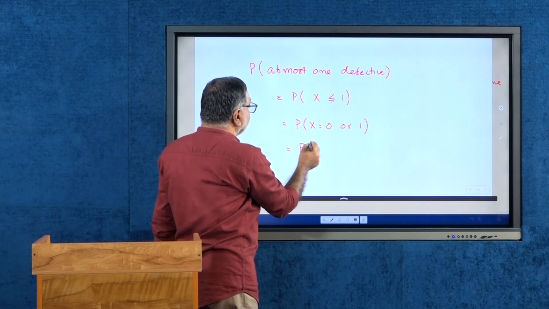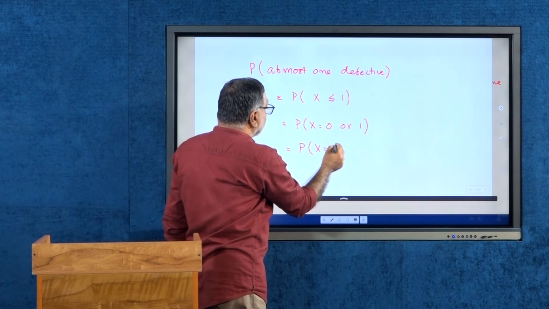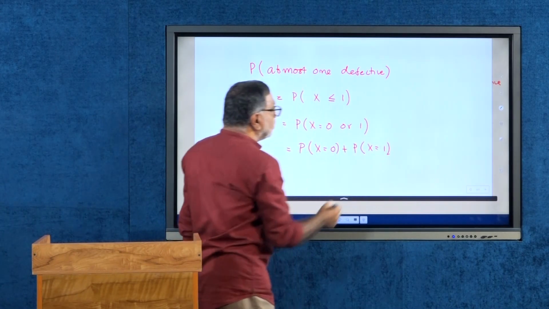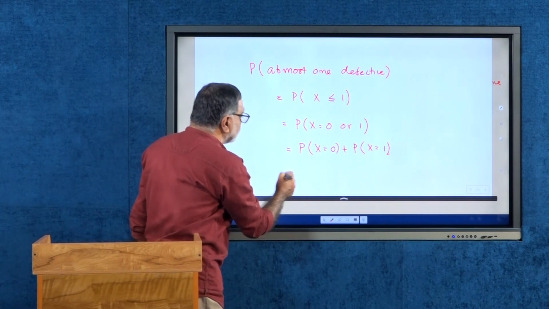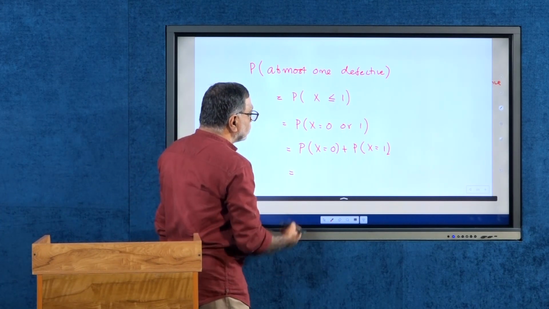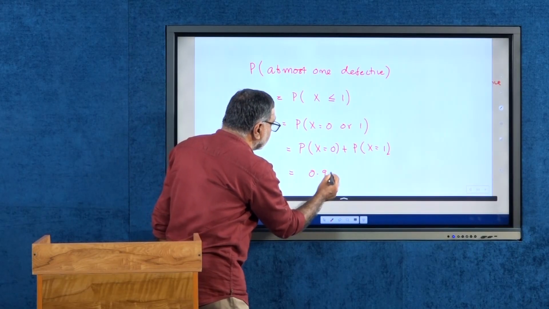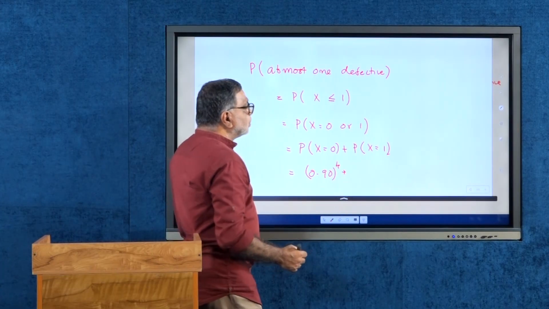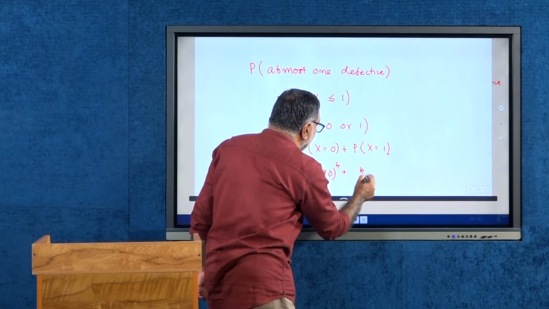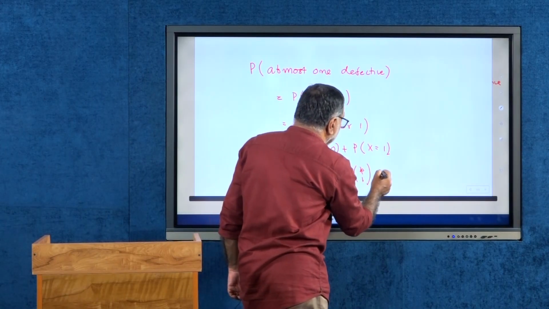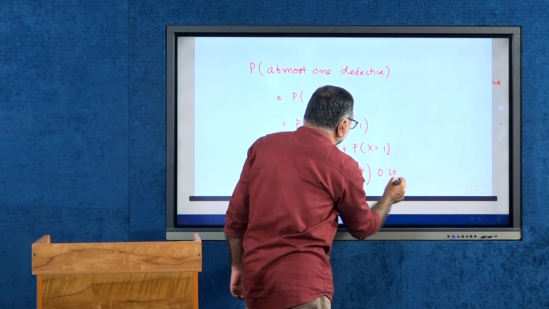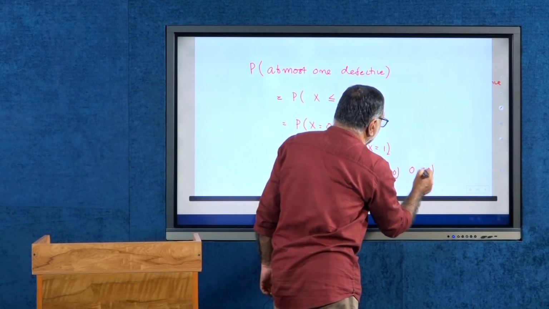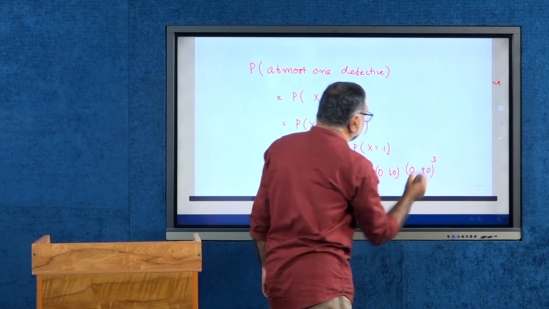that is, probability of x equal to 0 plus probability of x equal to 1. Apply the binomial probability mass function here. Probability of x equal to 0 is q^n, that is 0.9^4. And probability of x equal to 1 means 4C1 p^1, that is 0.1, times q power 4 minus 1, that is 0.9^3.